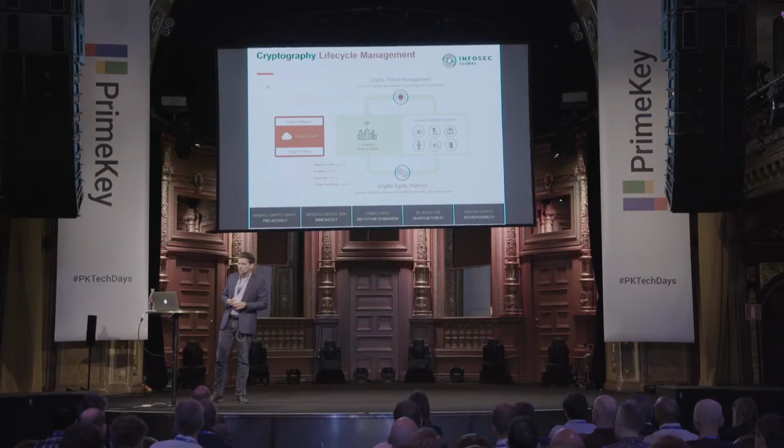So you need a crypto intelligence system, which gives you the necessary information to enable you to make a good judgment. And then on our side, for a crypto agility platform, you need crypto providers like Bouncy Castle, which do the cryptographic implementation for you. You don't need to do it yourself. And ideally, they provide it in different packages, so that you have post-quantum crypto providers, which you can then plug in when you need it.